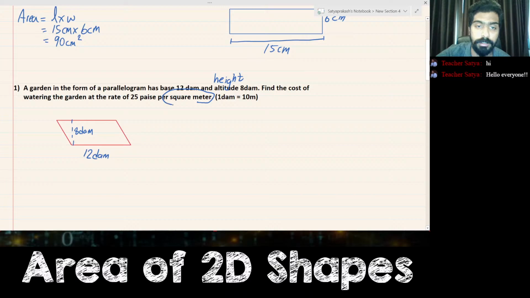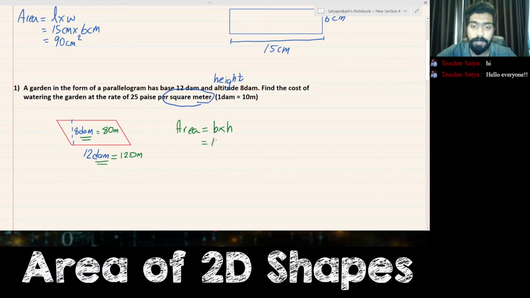If you take a look at this, the unit here is square meter, so we have to convert this dam into meter. 1 dam is 10 meter, so therefore 8 dam would be 80 meter, and 12 dam would be 120 meter. So what we did was we converted it into meter. Now let's go ahead and find the area of it. The area would be base times height, which is the formula.